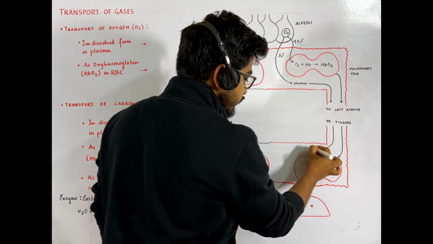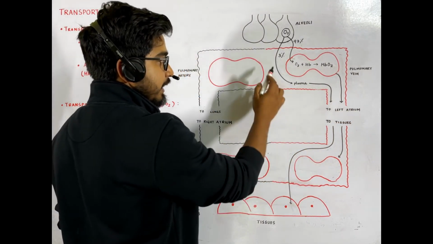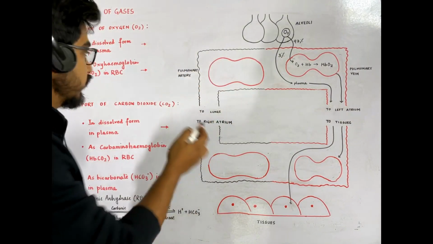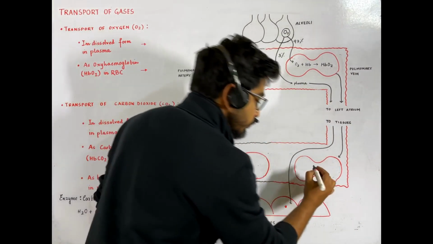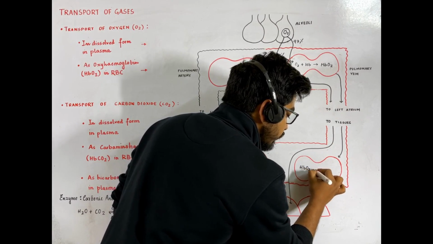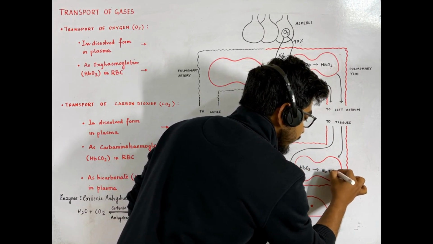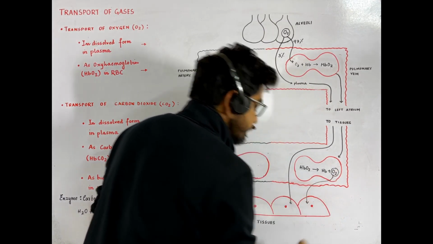So the 3% will go and enter the tissues, and the 97% that is transported in the form of oxyhemoglobin will come near the tissue. The oxyhemoglobin will dissociate to form hemoglobin and oxygen, and this oxygen will be given to the tissues.